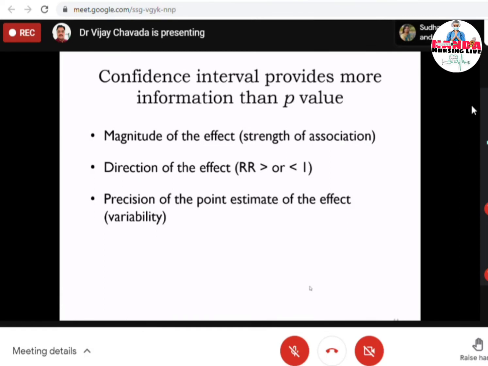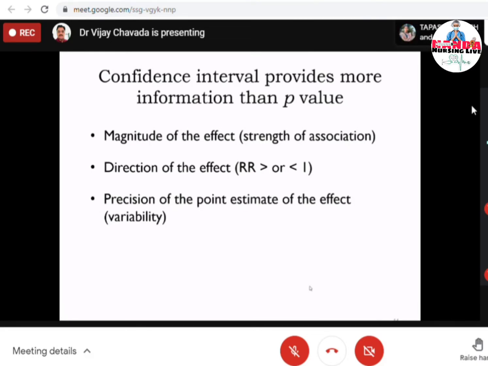The p-value cannot show you the direction, whether it is increasing, less, or more. The p-value is not a precision parameter, meaning the precision of the point estimate is not shown by it. Now, from where do we get these things? These things are possible only through calculating the confidence interval.